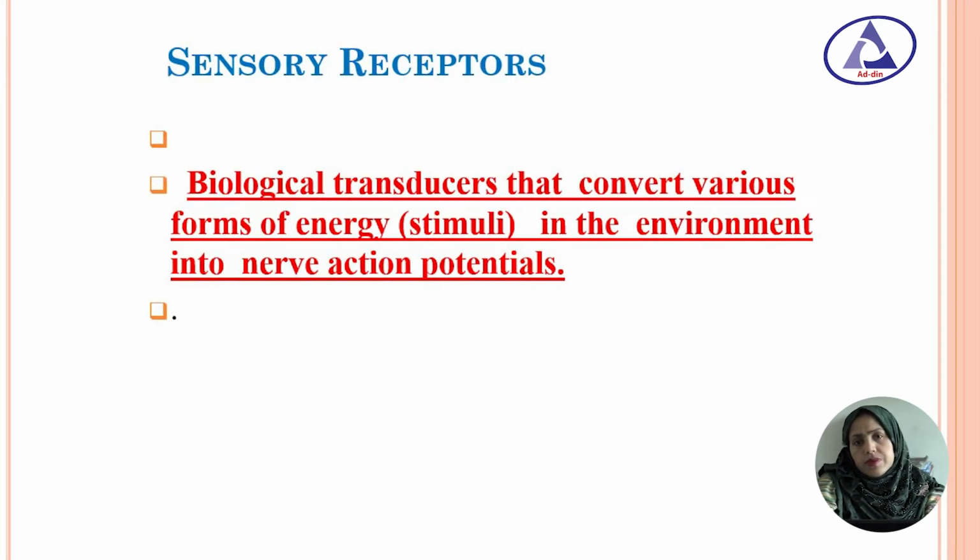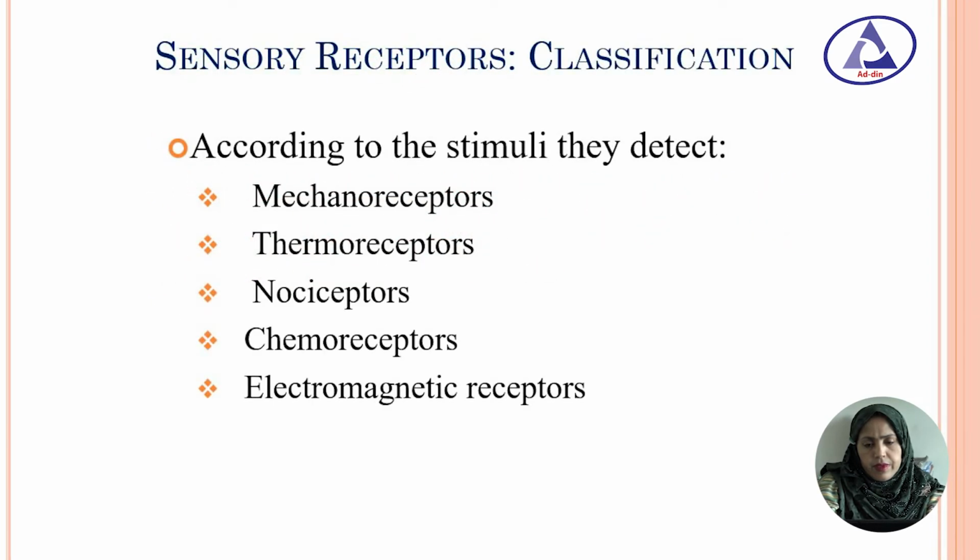Now the sensory receptor. Receptors are biological transducers that convert different types of energy in the environment into nerve action potentials. Now the classification of the sensory receptors. Sensory receptors are classified according to the stimuli they detect. Number 1 is mechanoreceptor, number 2 is thermoreceptor, number 3 is nociceptor, number 4 is chemoreceptor, and number 5 is electromagnetic receptor.